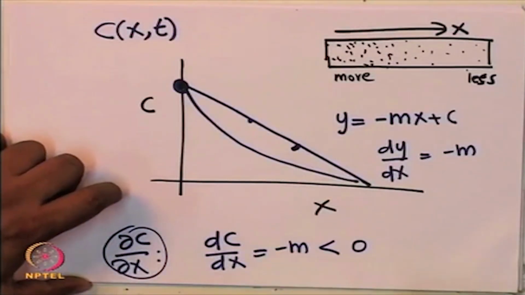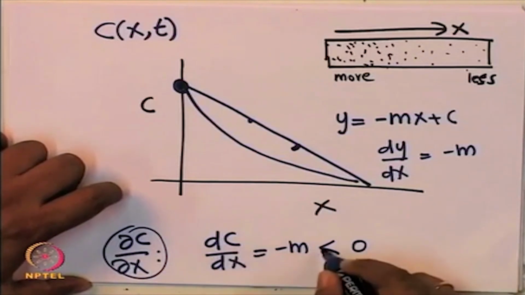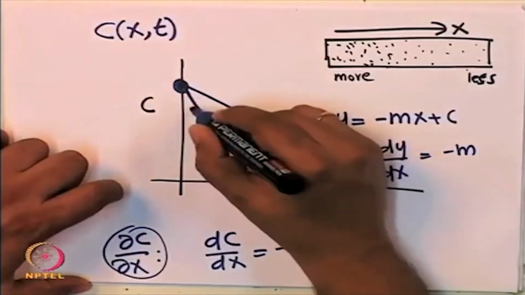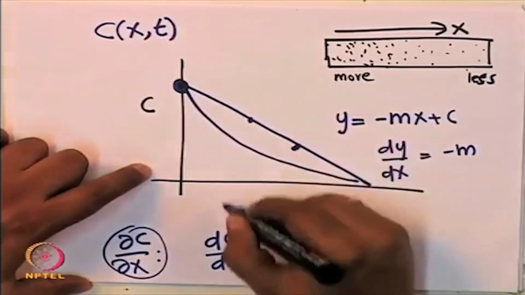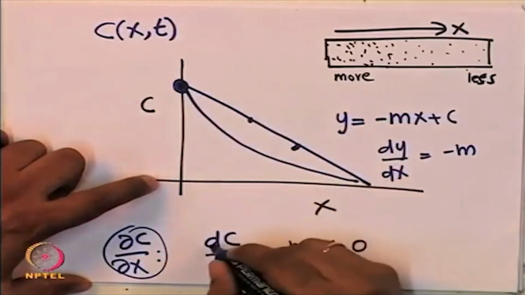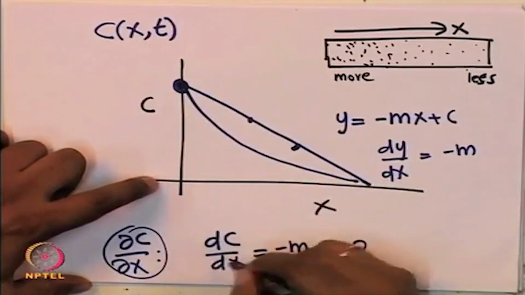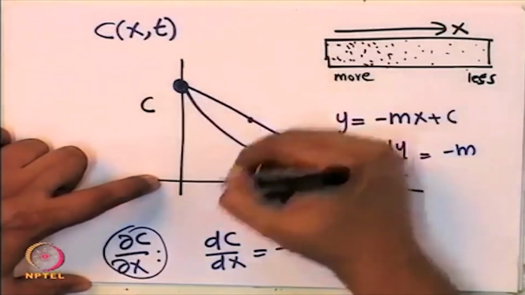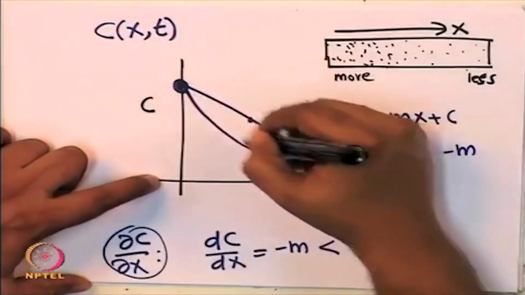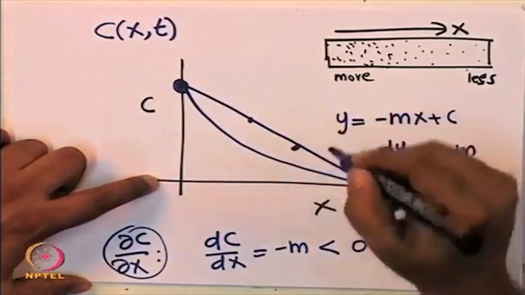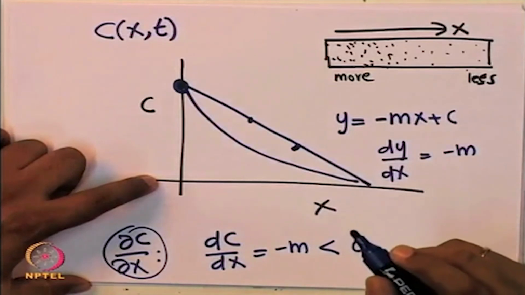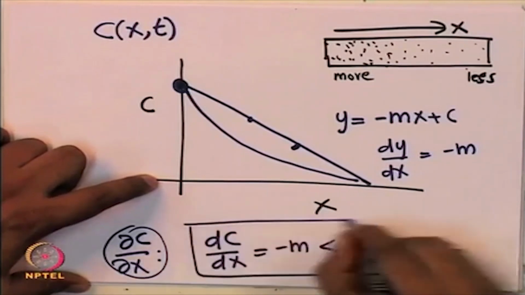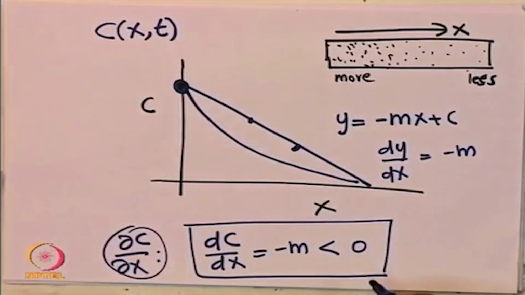But anyway, the point is that dc by dx is negative. If you take this, or even if you take this, the c decreases. So, as we go along the x, the change in c, the dc, is negative; c decreases. So, this is the point to remember: dc by dx is negative. Keep this point in mind.